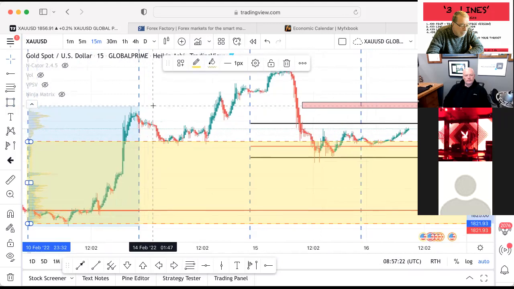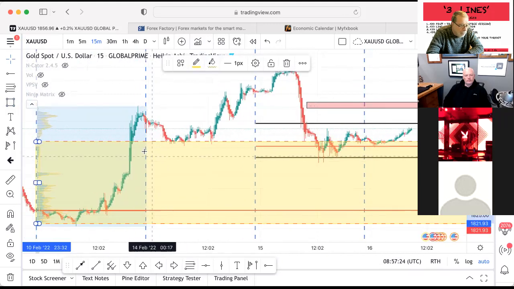There we are. So that's quite clear now. That's our field of play. So this is the opening of trading on Monday. Yes, Monday. So price opened outside the field of play.